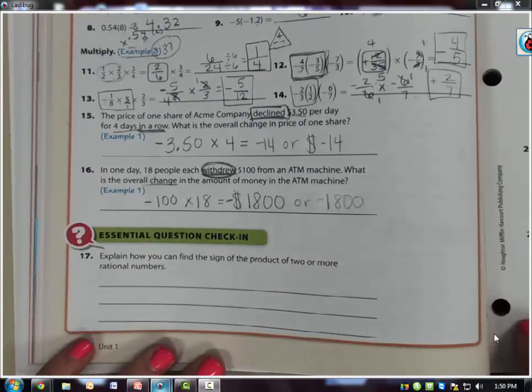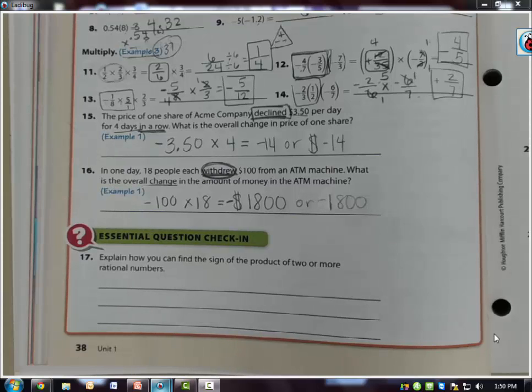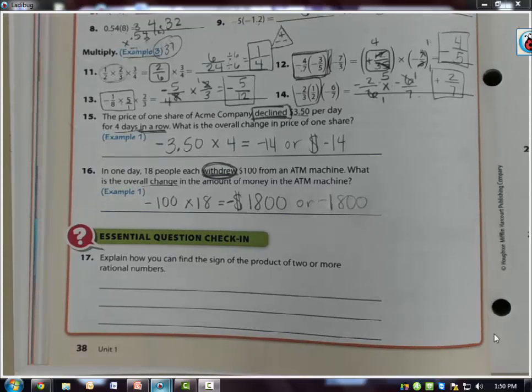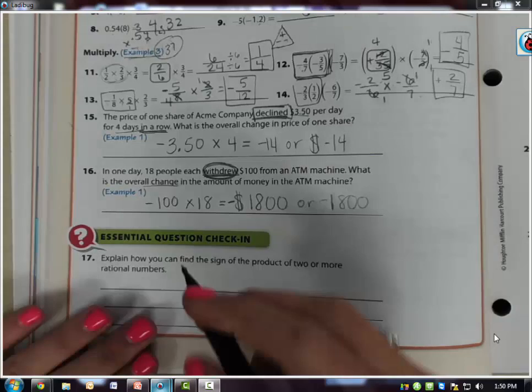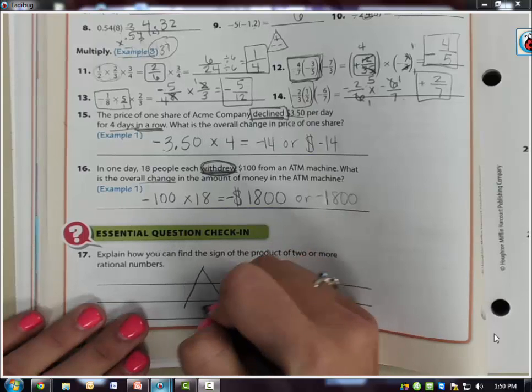Finally, explain how you can find the sign of the product of 2 or more real numbers. Guys, use your magic triangle. Okay? That's all you got to do. Cover up what you got, and what's left over is your answer.